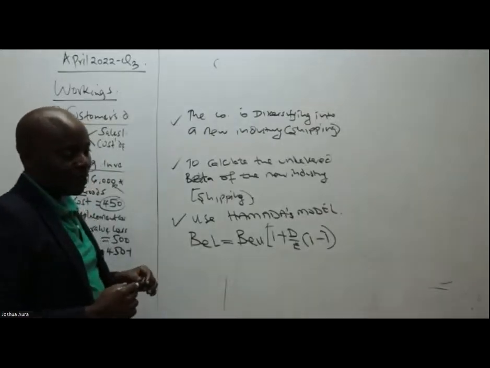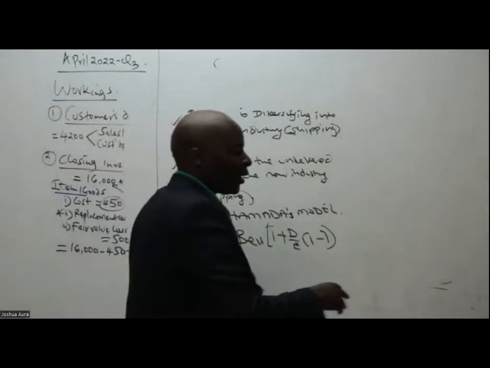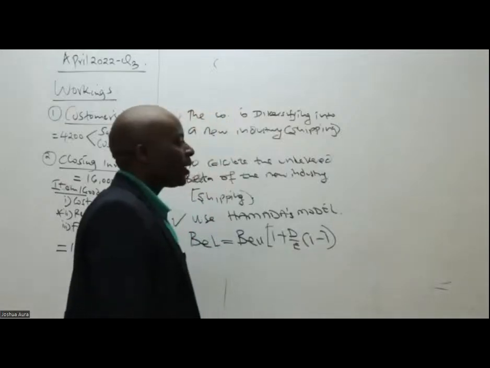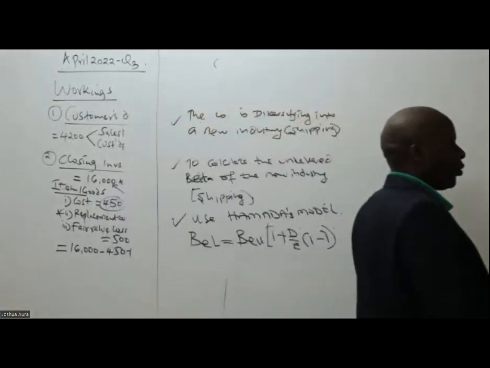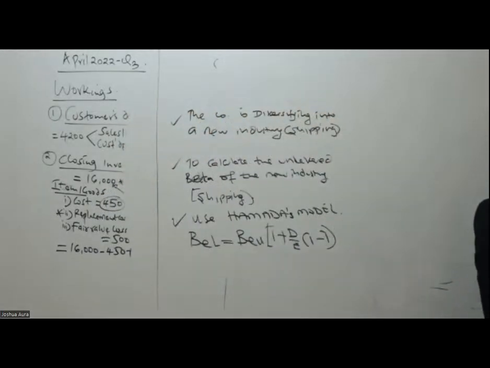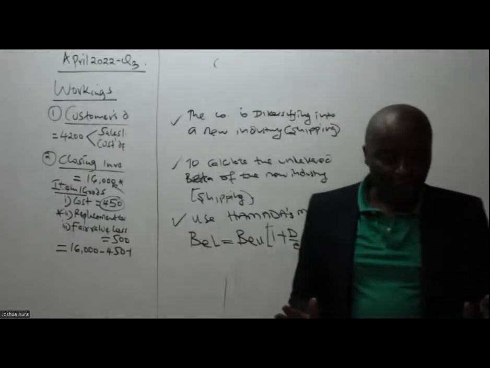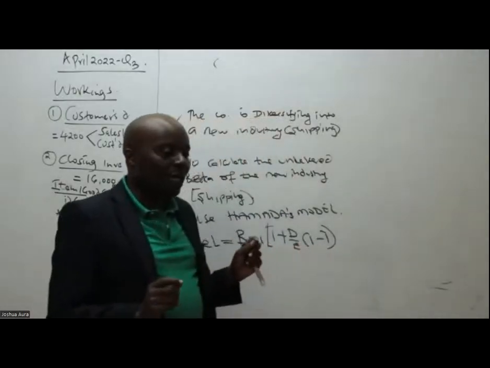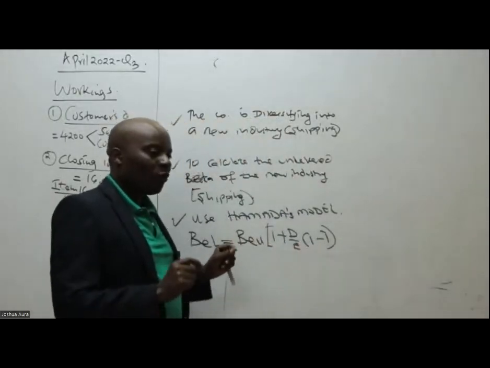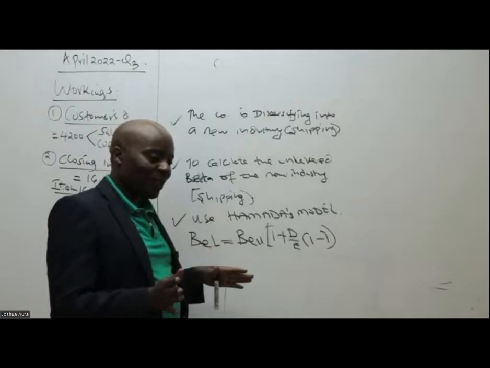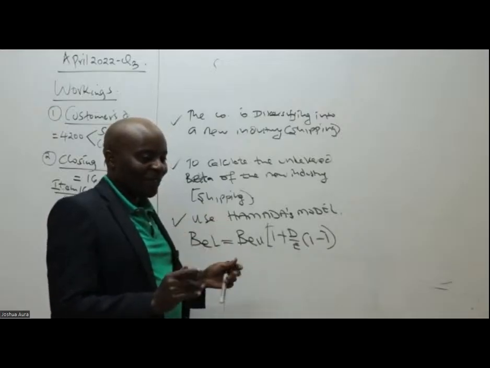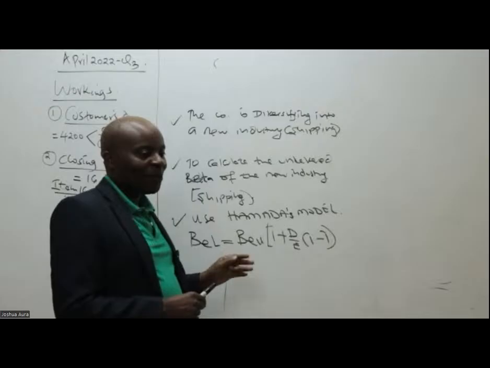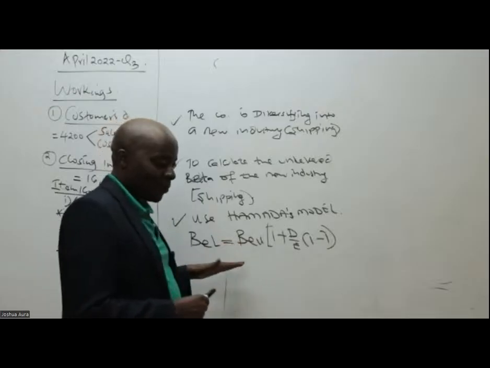1 minus taxation. So first of all, I would want your confirmation that up to here, we are together. That when you are diversifying into a new industry, that should be the first thing you need to do. You have to come and give us the beta equity of the unlevered firm of the new industry. So first of all, up to here, have you been able to write up to here?